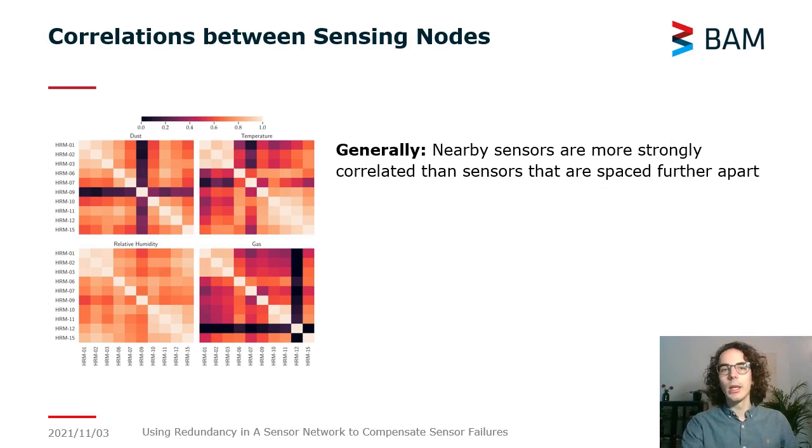When we look at the correlations, so here are the correlations for dust, temperature, humidity and gas, we see that generally nearby sensors are more correlated than sensors that are spaced further apart. But we also see that there are some sensors in special positions, for example this one here or this sensor here, that share a very low correlation to all other sensors. So this indicates that the sensor network should probably be more dense around this area.